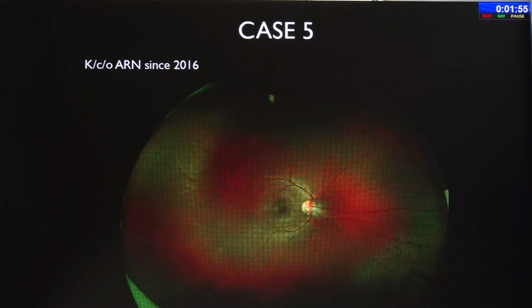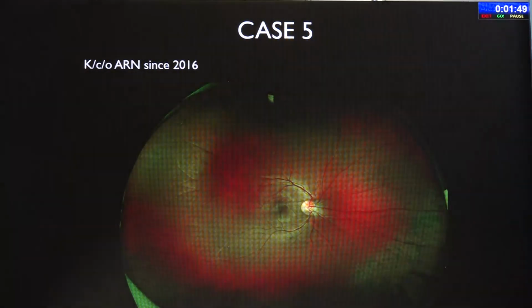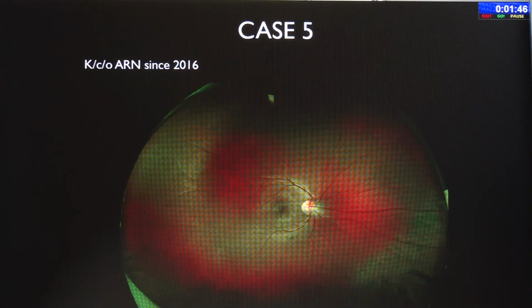Last example, this was a patient who had a past history of ARN since 2016, and was doing well for 5 years continuously. He lives in Dubai, had a complaint of a slight decrease in vision, went to their treating physician in Dubai, and was told there's nothing to be worried about, your eyes are fine.